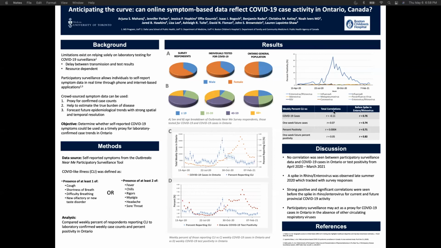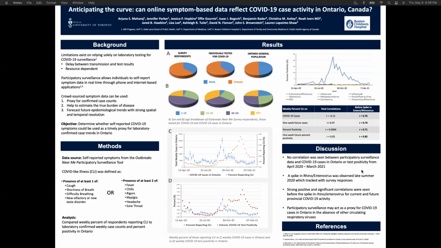If we look at our correlations overall, we see that there is no correlation between weekly CLI and various metrics of COVID-19 in the province. However, if we look at our data before the spike in rhinovirus, we see strong positive and significant correlations between survey responses and weekly cases in Ontario, 1 week future weekly cases, percent positivity in Ontario, and 1 week future percent positivity. This may show a potential predictive power of syndromic surveillance in predicting future percent positivity in Ontario.